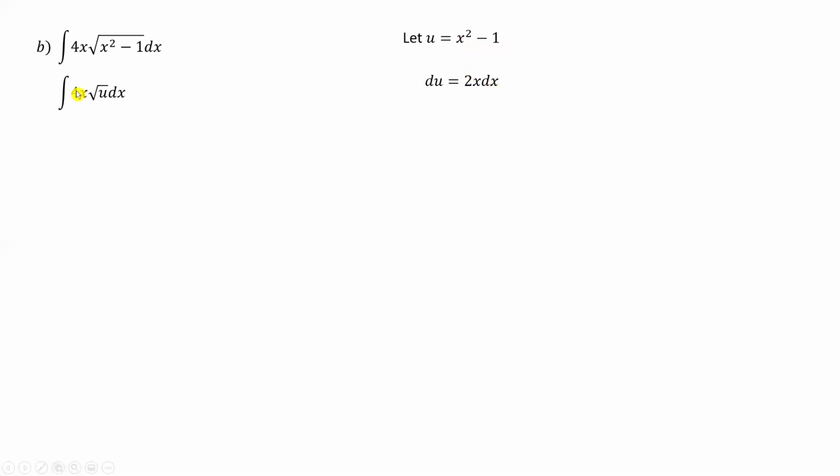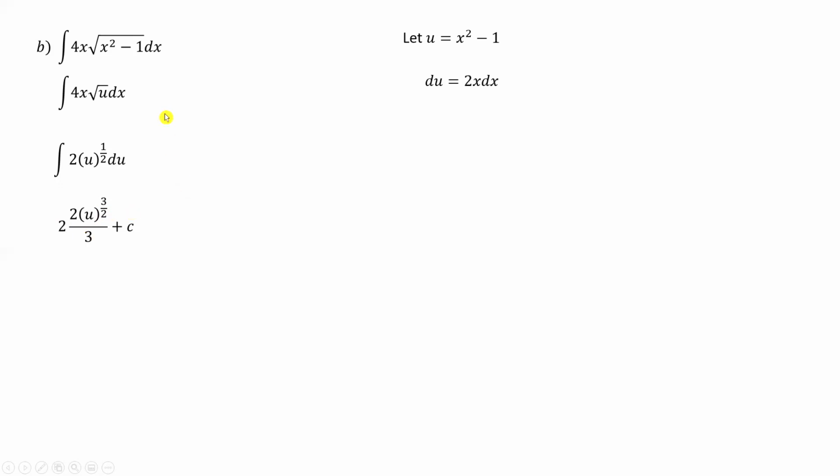Now, we want to eliminate a 4x and a dx. We know that 2x dx is 1 du. What would 4x dx equal? 2 du. We're now in the form number, variable, exponent. Raise the exponent and divide by it. Dividing by 3 over 2 is the same as multiplying by 2 over 3.